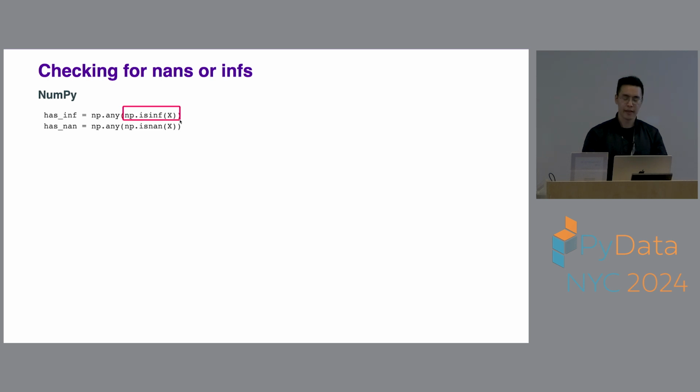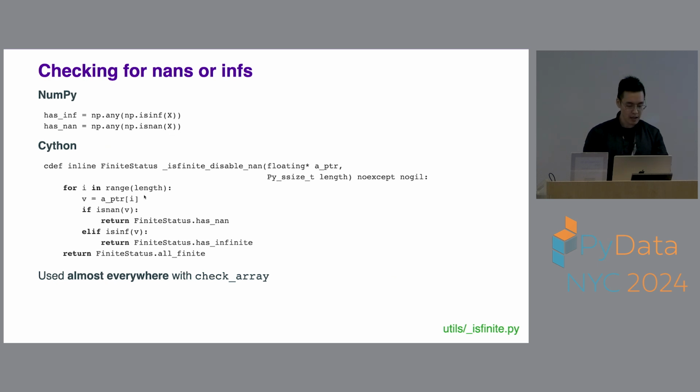But let's say X is a really big matrix. This will create a big matrix of booleans. That means you're instantiating an array as big as your input, and this is overhead, this is memory pressure. The way we optimize this in scikit-learn is we have an isfinite check in Cython. It just loops through the array, and then we exit early with an error code so that we can check it without making the copy.